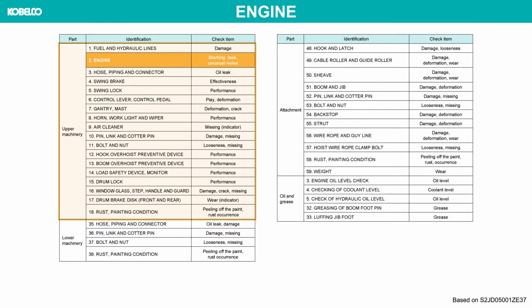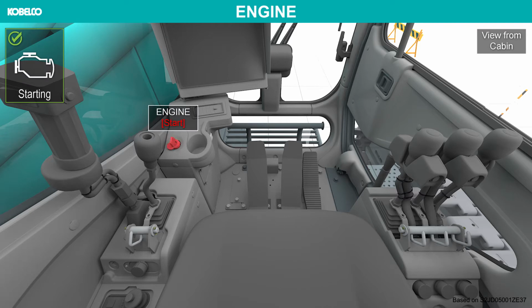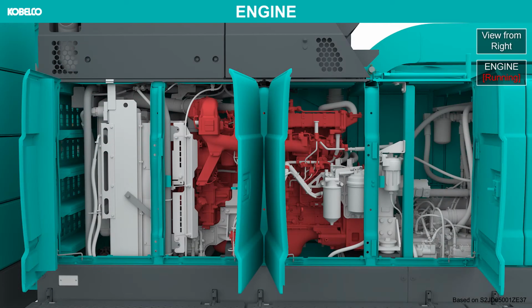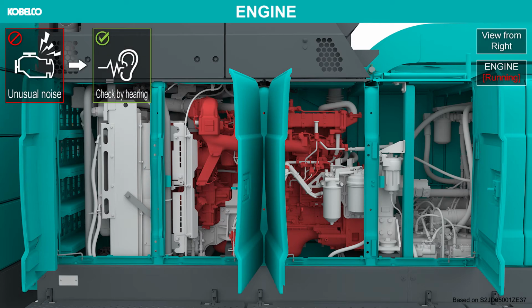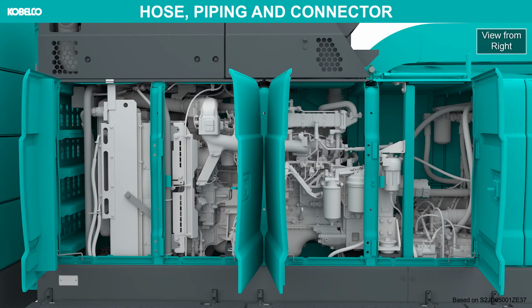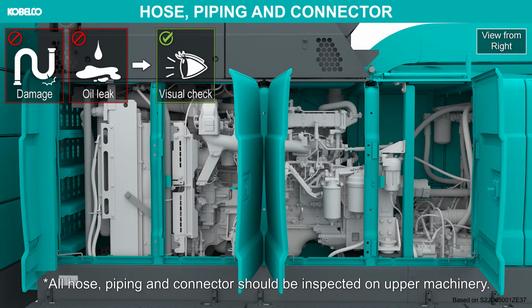Engine. Start the engine to confirm proper starting condition and listen for unusual noise. Hose, piping and connector. Check the hose, piping and connector, etc. for oil leaks and damage. All hose, piping and connector should be inspected on upper machinery.